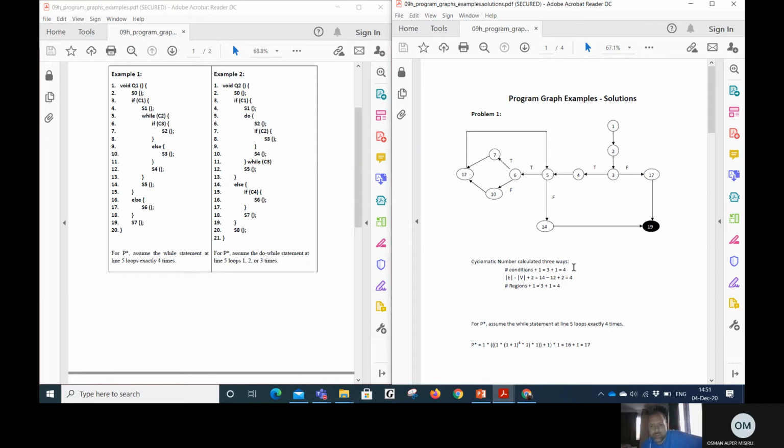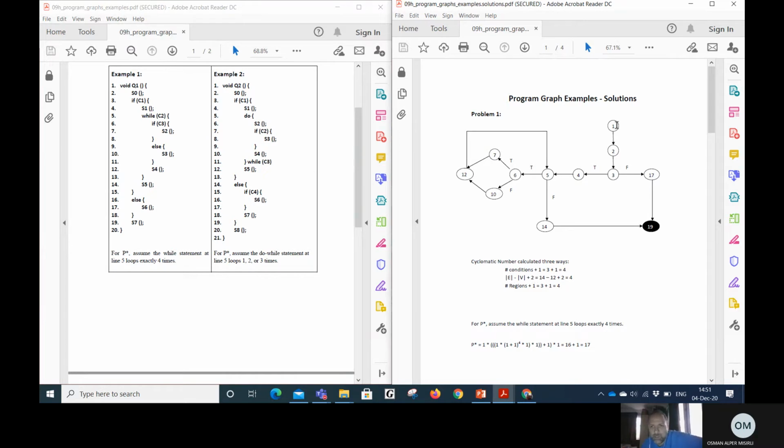through the number of conditions, which would be number of conditions plus 1. 1 condition, 2 conditions, because the while loop is considered a condition as well. So 1, 2, 3 conditions plus 1 is 4. Okay. We could also calculate it using the number of edges and vertices, the difference of those two plus 2.